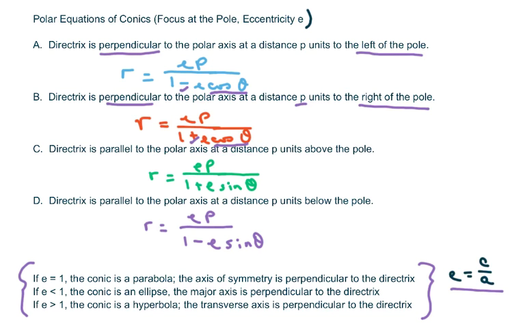Now, when you have sine, both of these are sine. That means the directrix is parallel to the polar axis. If it's plus, that means it's P units, there's your P, above the pole. And if it's minus here, it means it's P units below the pole.